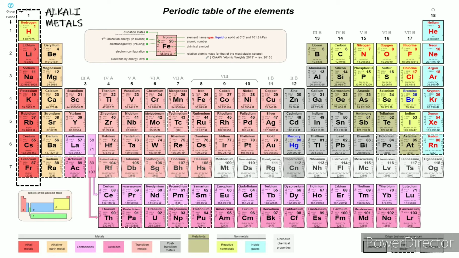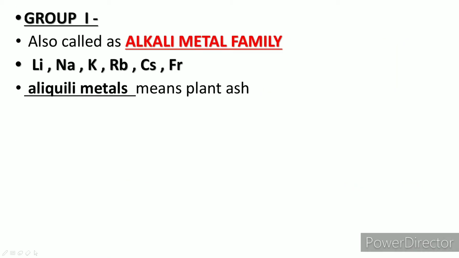First group, Group 1A elements are called the alkali metals family. Alkali means plant ash. Example, sodium and potassium were obtained from plant ash. The elements in this group are lithium, sodium, potassium, rubidium, cesium and francium.